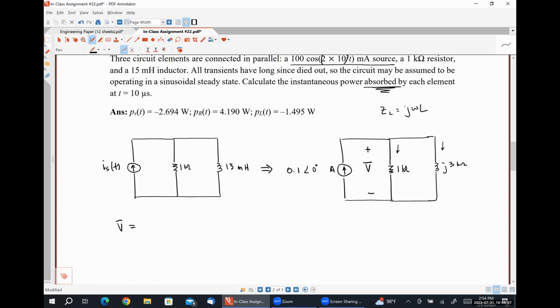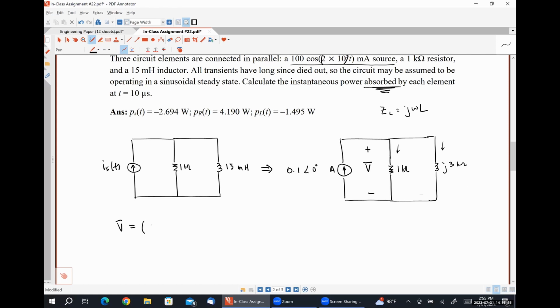Now we could use current division and then multiply by those impedances to get the voltage, but we could do that in one step simply by applying Ohm's law, right? So what I mean by that is 0.1 angle 0 degrees amps multiplied by these two impedances in parallel is going to give me the voltage in a single step. We don't have to make it harder than it needs to be. If Ohm's law will get the job done, let's just use Ohm's law.